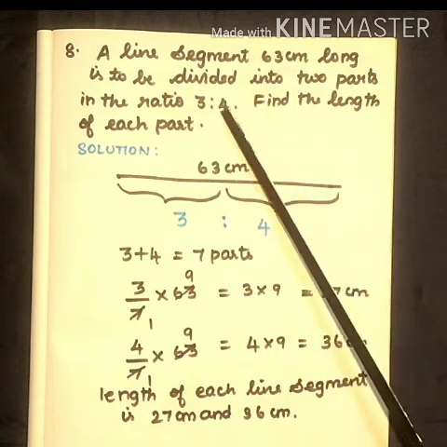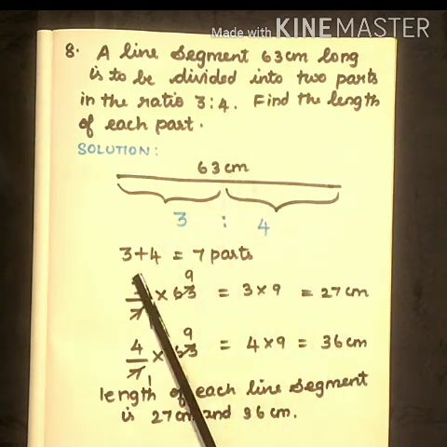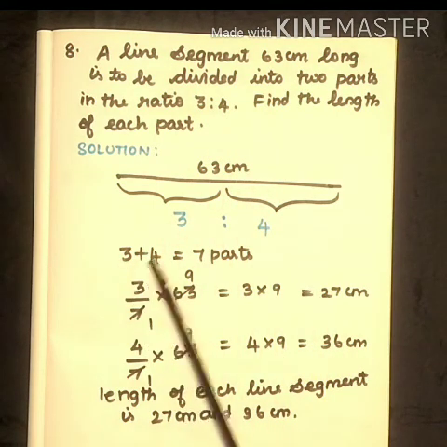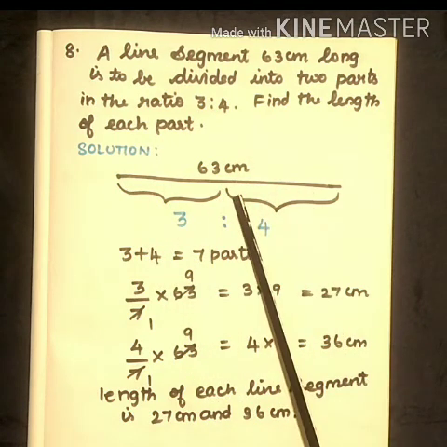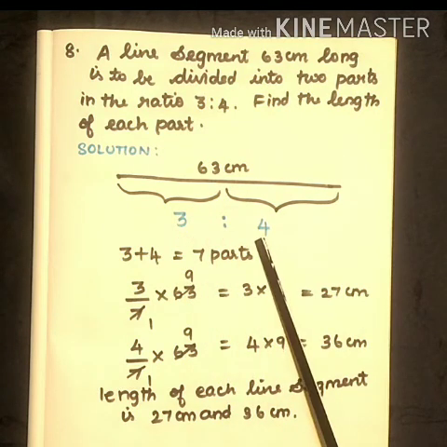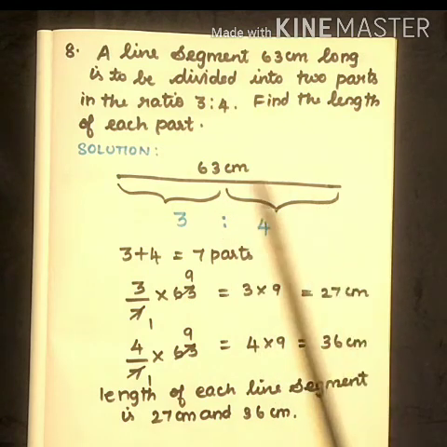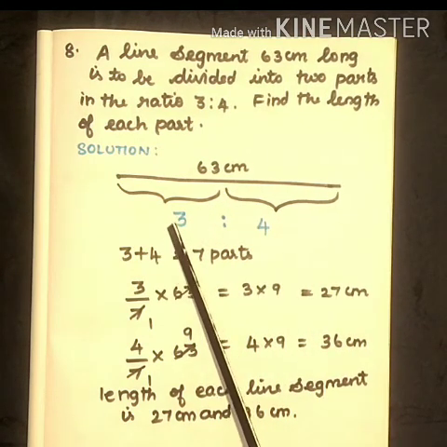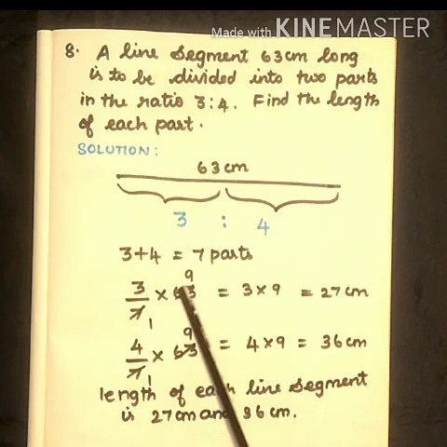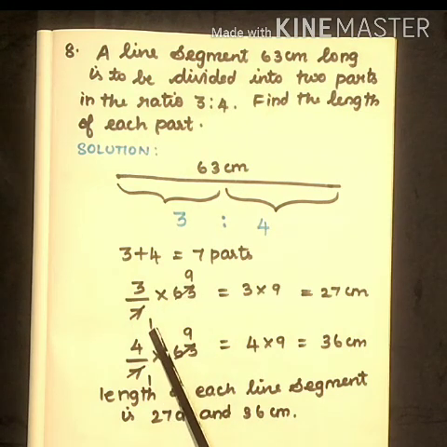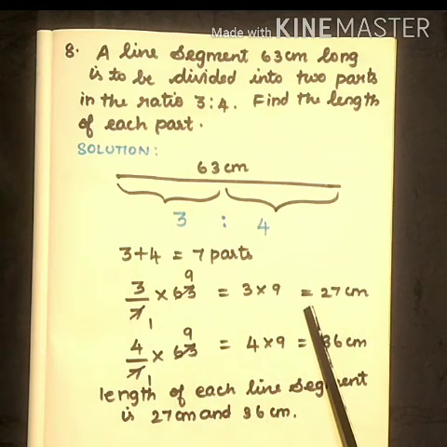First, you have to find the total parts. Here the ratio is given as 3 is to 4. For that, first you have to find the total parts. 3 plus 4 equal to 7. See, here 63 centimeter long is to be divided in the ratio 3 is to 4. First you have to find the 3 parts. Then you have to find the 4 parts. So, 3 you have to write in the numerator, total parts in the denominator, into 63. 7 ones are 7. 7 nines are 63. 3 nines are 27 centimeter.